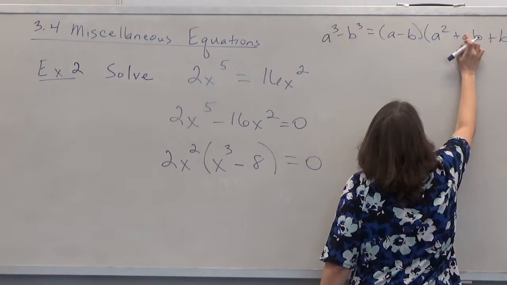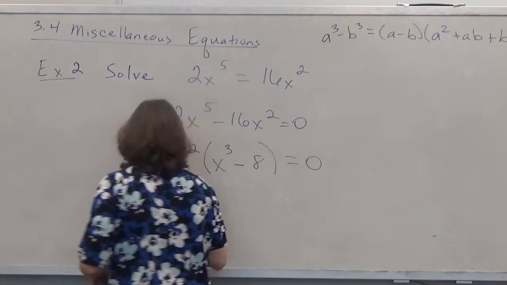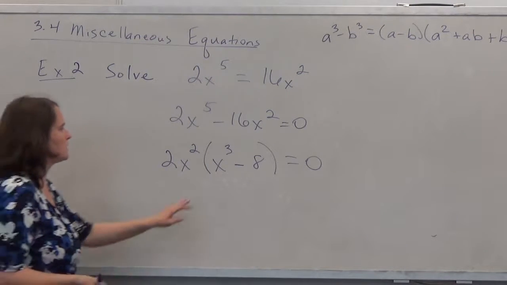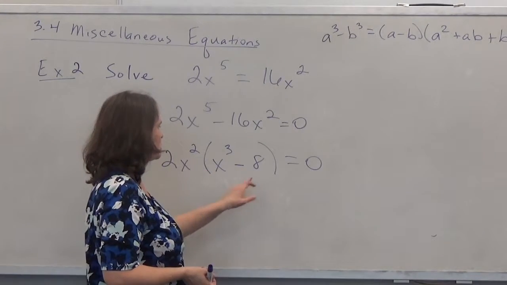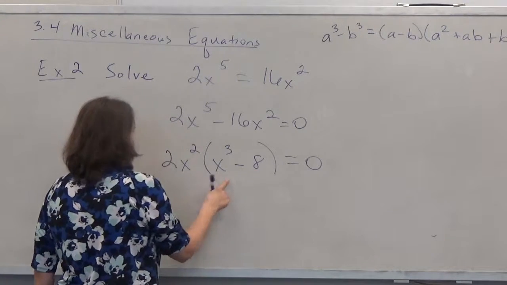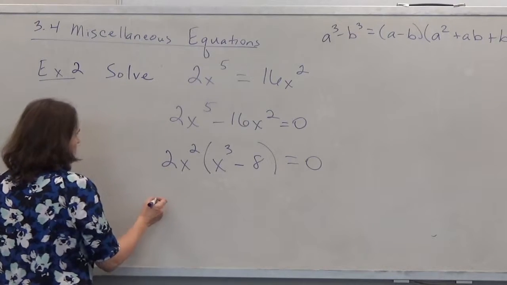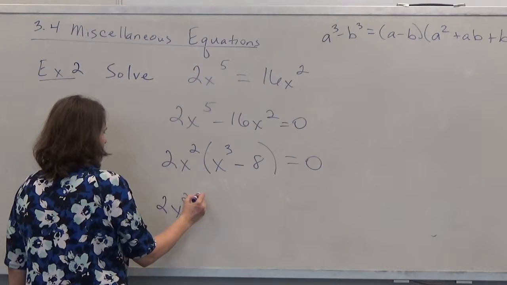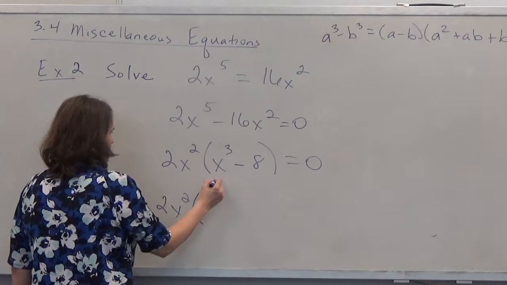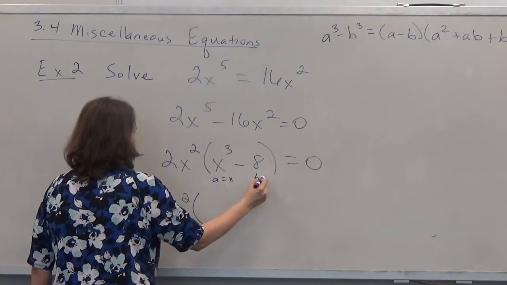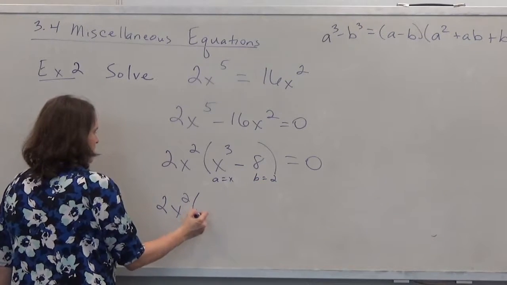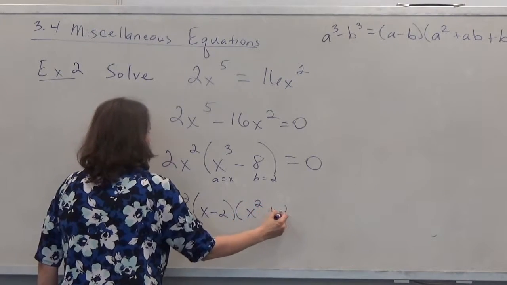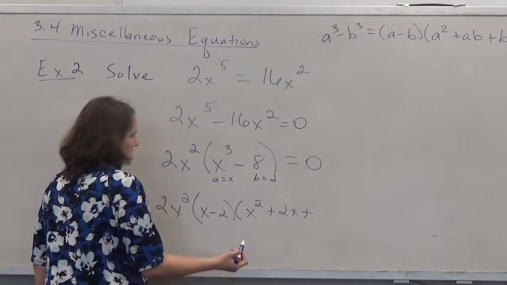Alright, so remember this is going back to material from the very beginning of the semester when we were reviewing. A is whatever you have to cube to give you your x cubed, and b is whatever you're cubing to give you your 8. So our a is x, our b is 2. So we're going to put that into our formula. We'll bring down the 2x squared, and we're going to be left with a is x, b is 2. So we're going to have x minus 2 times x squared plus 2x plus b squared, which is 4.